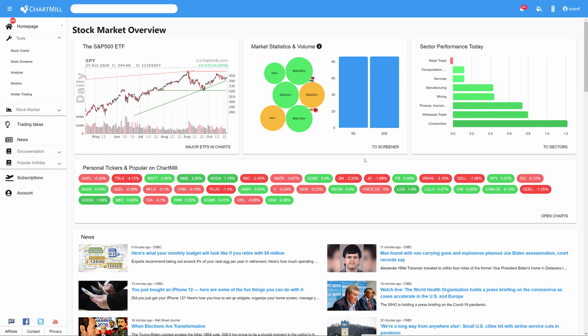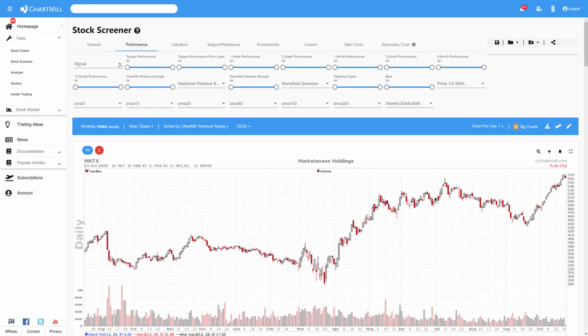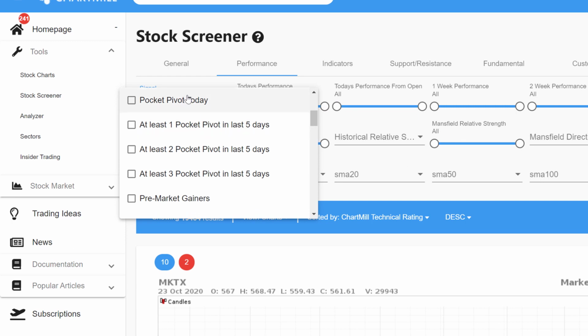First, I will highlight the screen options as far as the pocket pivot itself is concerned. After that, I will show some screens in which we combine the pocket pivot filter with some fundamental filters to get the best candidates. First, we select the stockscreener tab. In the next screen, you choose the tab Performance, and under the menu Signal there are several options. Pocket pivot today, at least one pocket pivot in the last 5 days, at least two pocket pivots in the last 5 days, or at least 3 pocket pivots in the last 5 days.